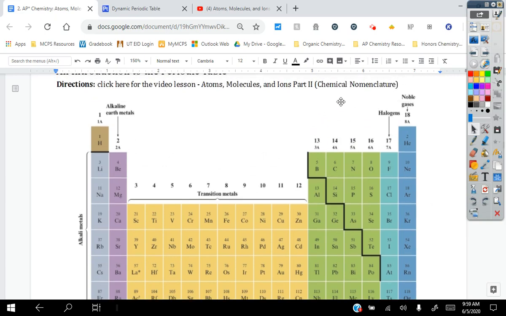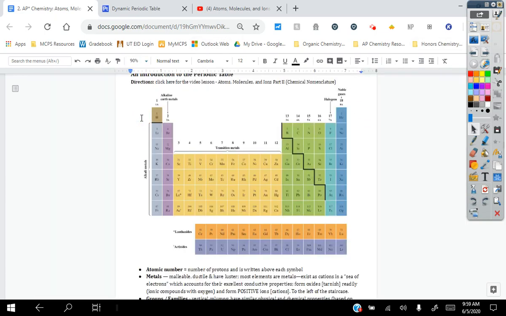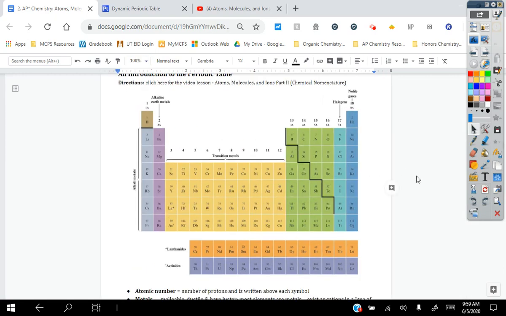So this periodic table, and I'm actually going to zoom out a little bit so we can see the whole thing. This periodic table is color-coded by the types of elements that make up each section of the periodic table. The first group is referred to as the alkali metals. That is group 1. That is the first column. That is everything except for hydrogen in that first column.